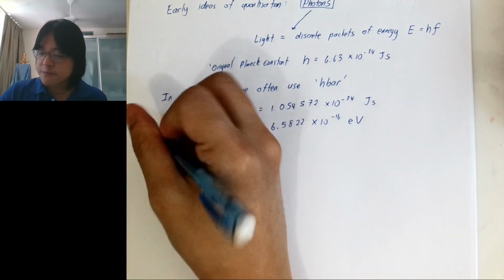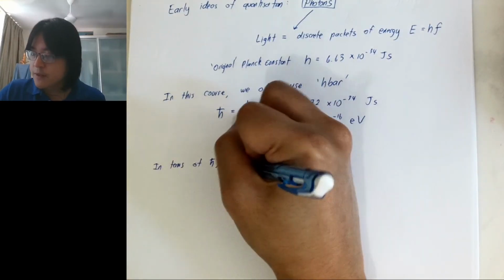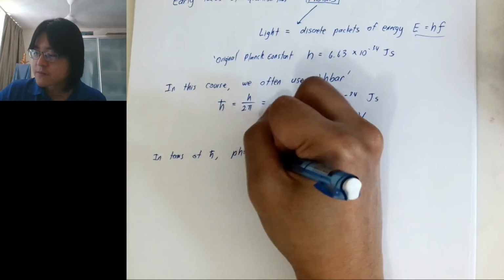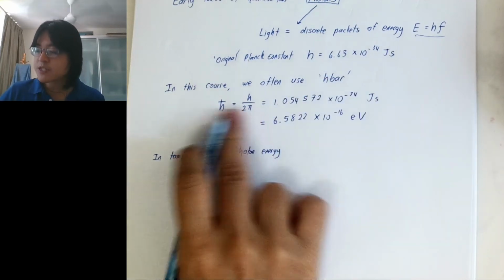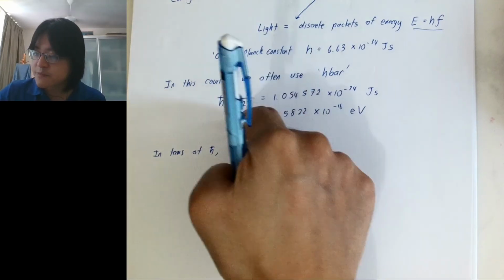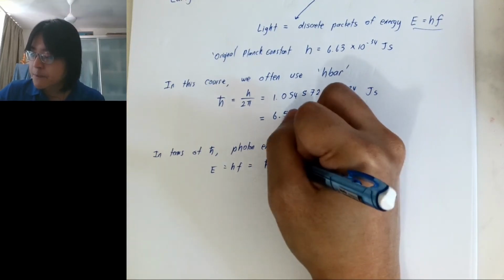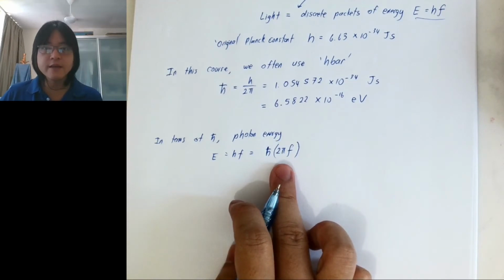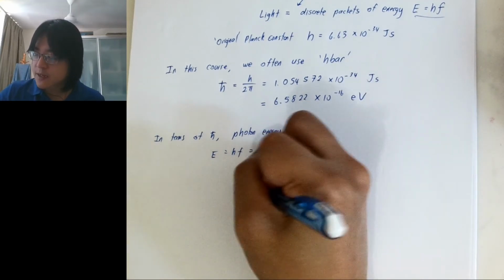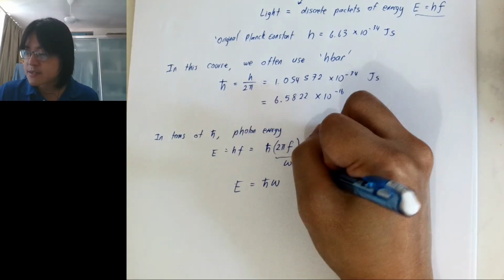So in terms of h bar, we should rewrite the photon energy using h bar instead of h. So h is 2 pi h bar, and E equals hf. So h bar just brings the 2 pi over, so it becomes h bar times 2 pi f, and 2 pi f is just the angular frequency, right? So we call this omega, and this is also the expression that we will use quite often: h bar omega. This is with omega the angular frequency.